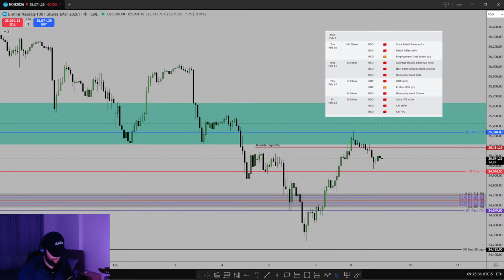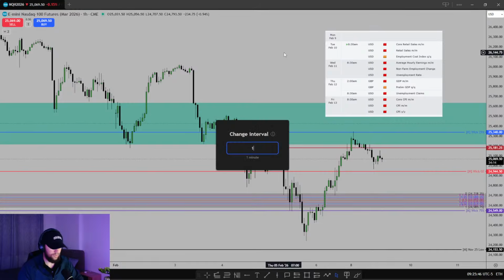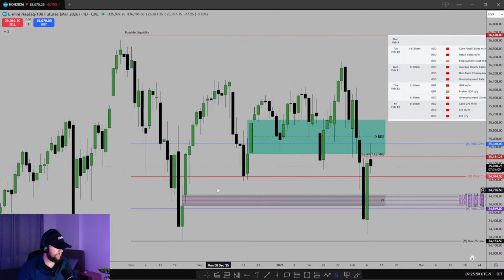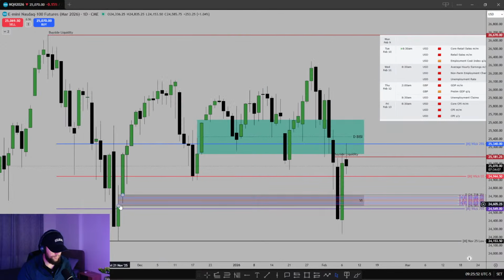The level with quadrants, that is the daily volume imbalance. Let me show you real quick. Here on the daily chart, this one, the volume imbalance. In there's quadrants and also the 8s.